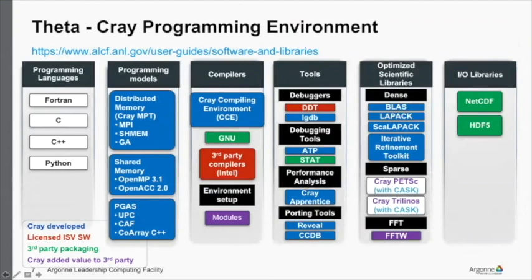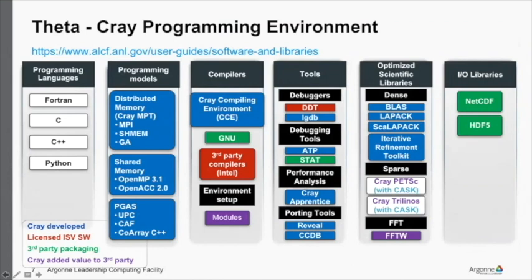Theta is a typical Cray programming environment, much of the same software that you may be familiar with if you've already run on a Cray system. There's Fortran, C, C++, Python compilers. There's a handful of programming models: distributed memory, shared memory, global arrays. OpenMP is available on the system, PGAS. A number of tools for debugging and for performance, and for a couple of porting tools.